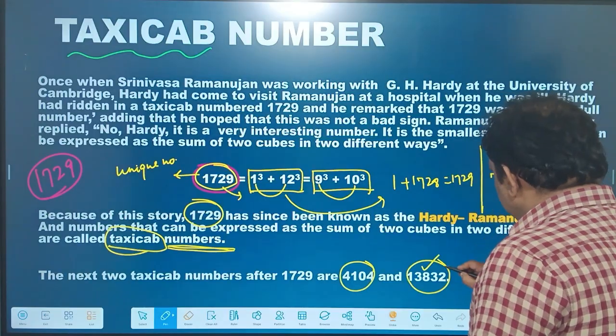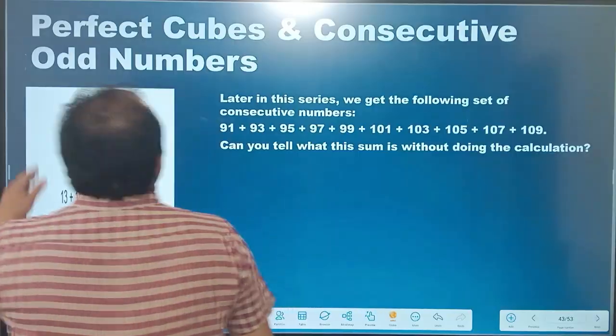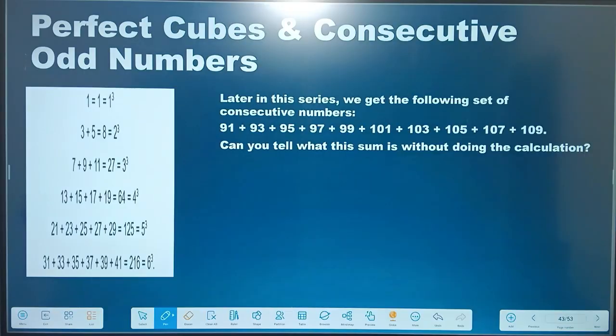This is homework for you. Okay. Now, perfect cubes and consecutive odd numbers.